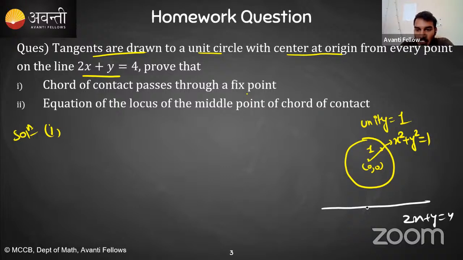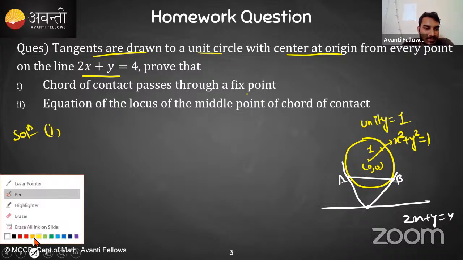From every point on this line we have drawn tangents to this circle. Let's say this is one tangent and this is another tangent. Let's say this is point A, this is point B, and this AB is a chord of contact. So we have to prove that this chord of contact AB passes through a fixed point.